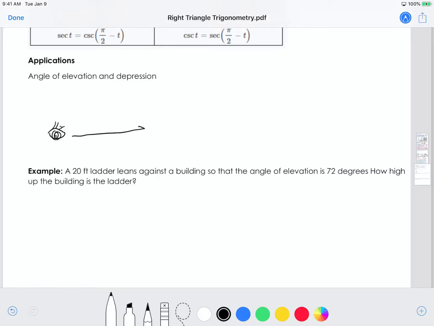If you look out, and then scan up and look up, this angle right here that you scan up, like you're looking up at the sky at an airplane. Think of this as the ground, and then you're looking up at the airplane. This is your angle of elevation.